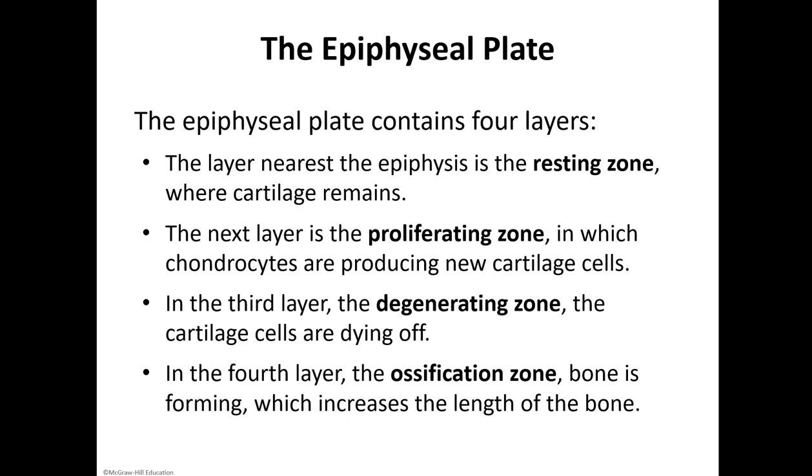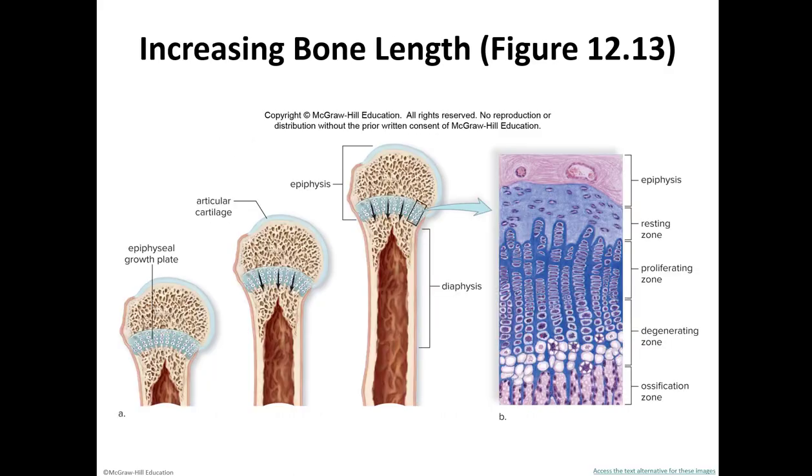The layer nearest to the epiphysis is called the resting zone, where cartilage remains. The next layer is the proliferating zone, in which chondrocytes are producing new cartilage cells. The third layer is called the degenerating zone, in which the cartilage cells are dying off. The fourth layer is called the ossification zone, where bone is forming and increasing the length of the bone. You can see in this picture, zooming into the epiphyseal plate, that we have the epiphysis on top, the resting zone, proliferating zone, degenerating zone, and the ossification zone. This happens in the growth plate.